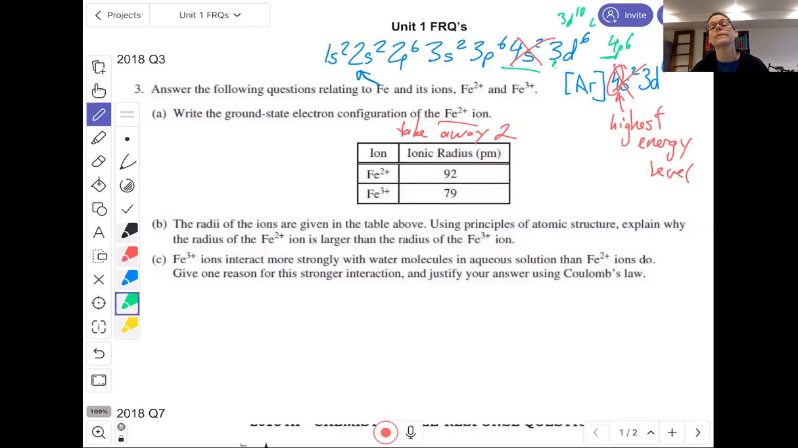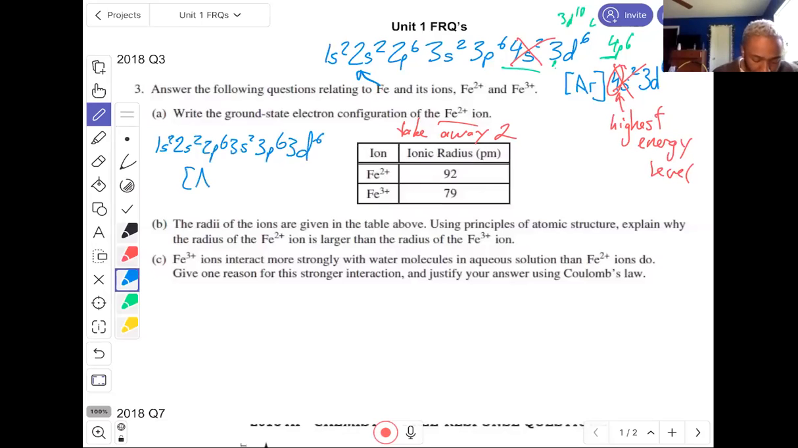Okay. Now, the question doesn't ask for it, but let me write here. So the correct answer here: 1s2, 2s2, 2p6, 3s2, 3p6, 3d6. Okay. Or you could write argon 3d6.